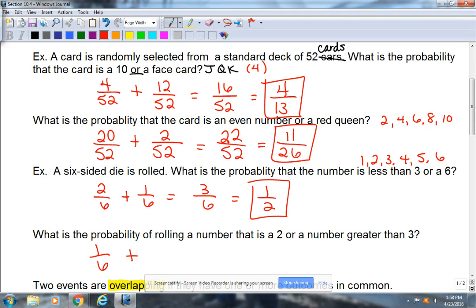How many numbers are greater than 3? A 4, a 5, and a 6. So 3 out of 6 probability of getting a number greater than a 3. And then I add them together. 1 out of 6 plus 3 over 6 is 4 out of 6, which is 2/3. Very good. Okay, so any questions on, they call those just disjoint compound probabilities.